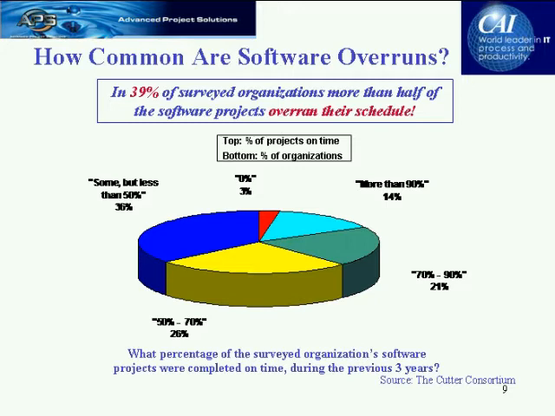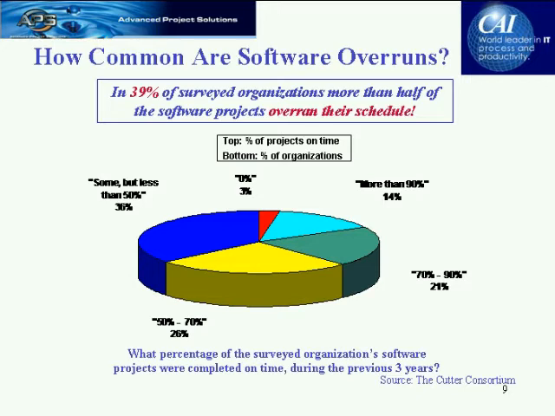Let's look at some data first. How common are software overruns? Well, we all feel, certainly all of us who are involved in software development, that they're too common. But the question is, is the feeling justified? Does the data support the impression that we get?